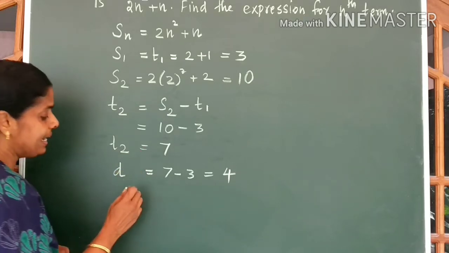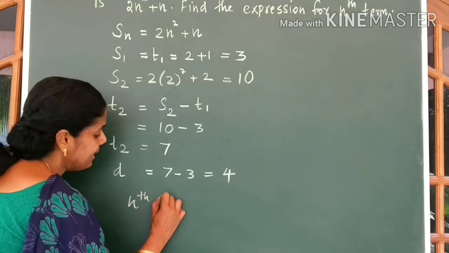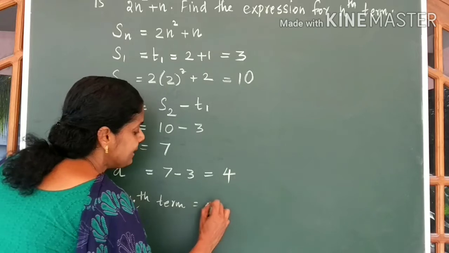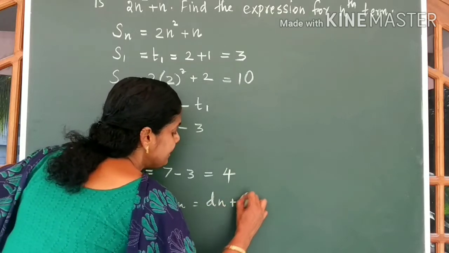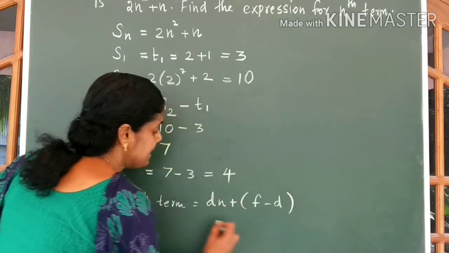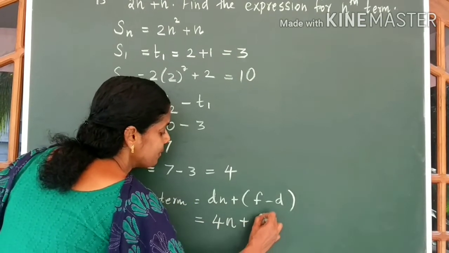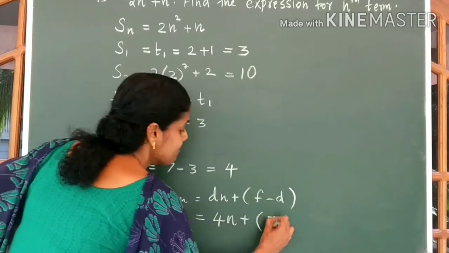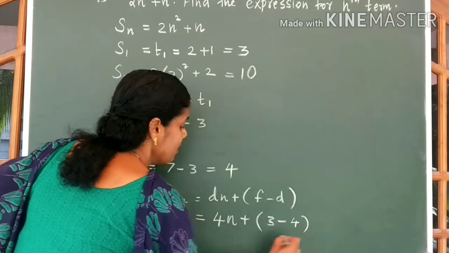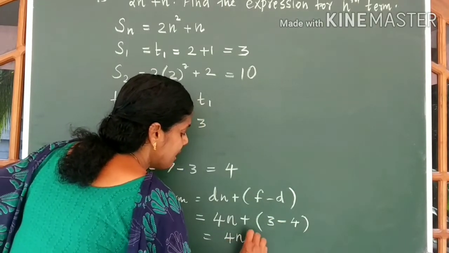Using this, you can write the expression for the nth term. We know nth term is equal to dn plus f minus d. That is equal to, d is 4. So you get 4n plus 3 minus 4, which gives you 4n minus 1.